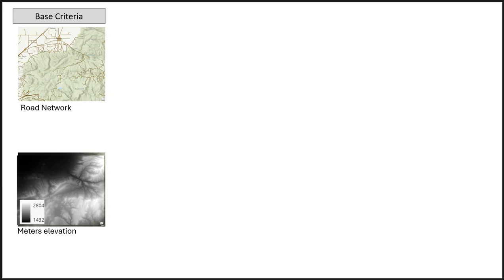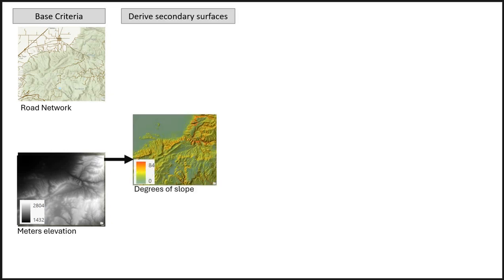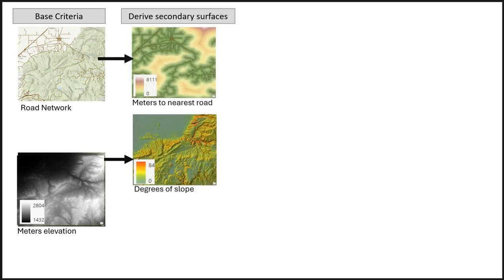So our base layers are the roads and elevation. From this, we'll derive our secondary surfaces: distance to nearest roads, which is a raster output where each cell value contains the distance from that cell to the nearest road segment, and slope, which is calculated from the elevation model. Normalizing the value ranges comes in the next step, reclassifying.